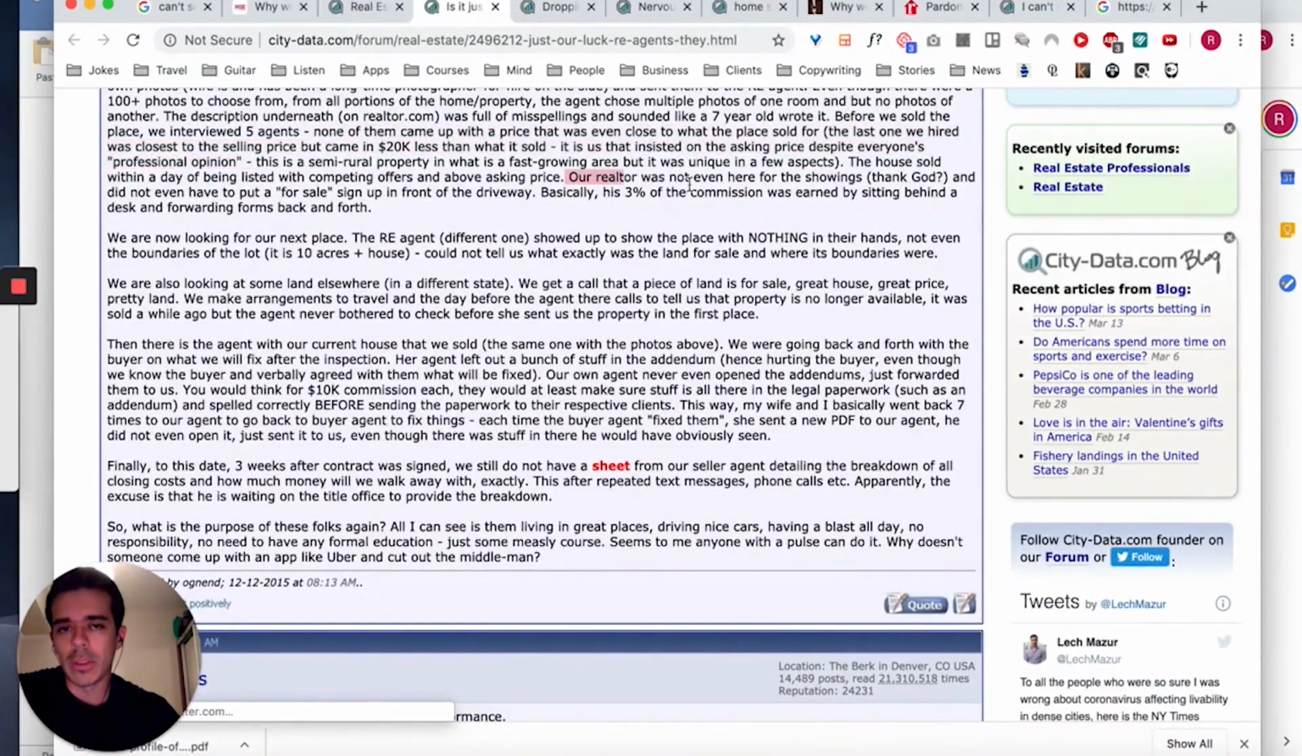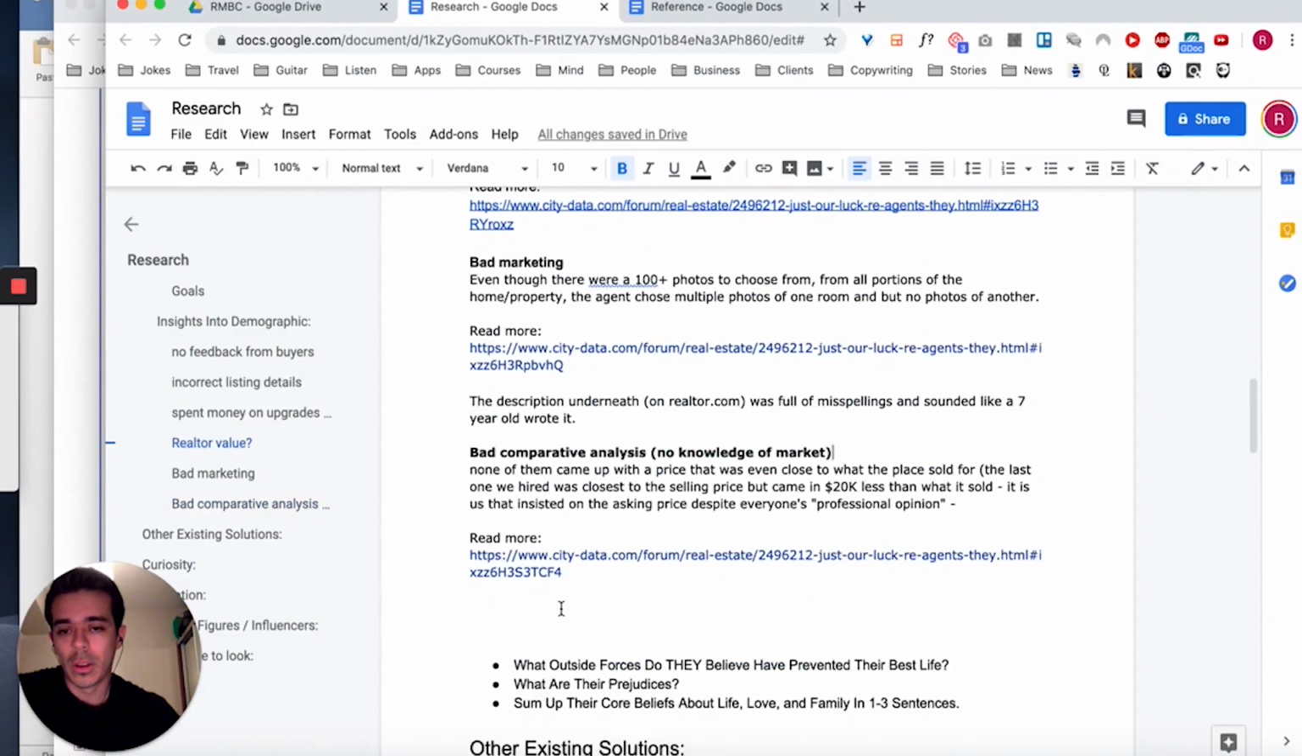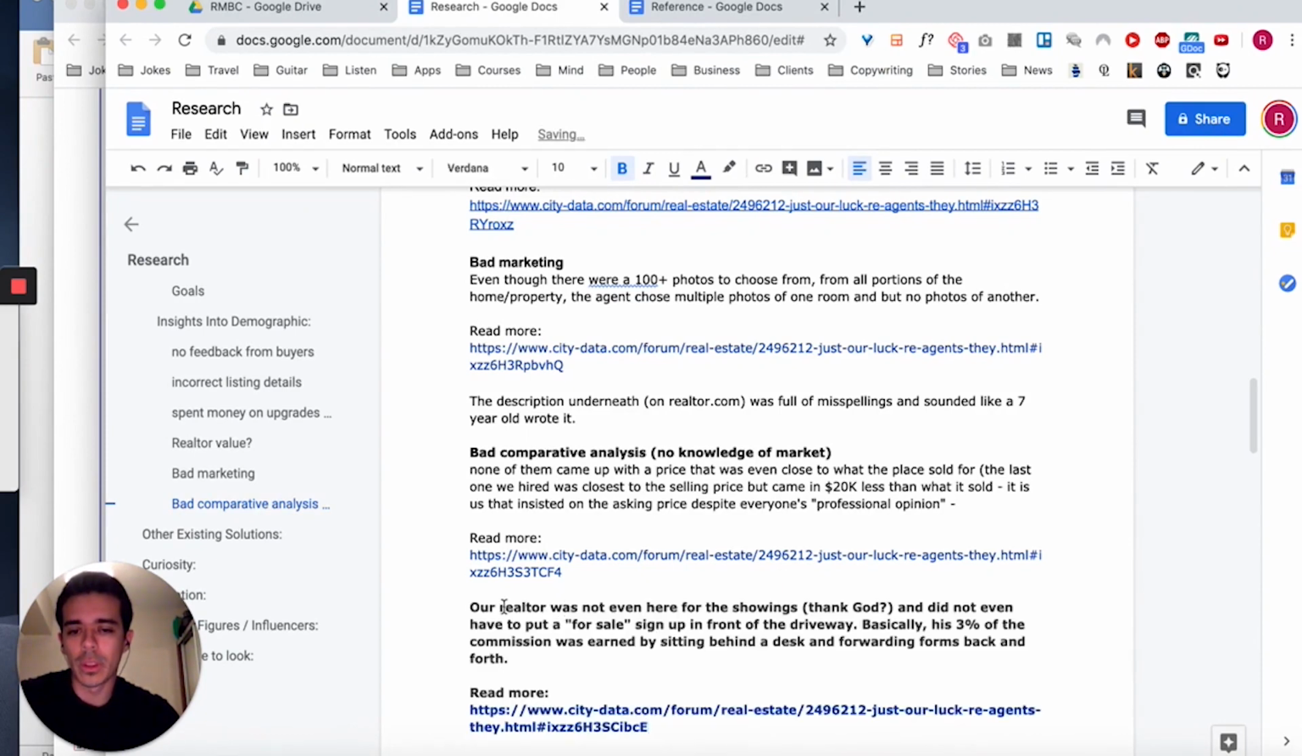Our realtor was not even here for the showings and did not even put a for sale sign in the front of the driveway. Basically, his 3% commission was earned by sitting behind a desk and forwarding forms back and forth. Jeez Louise. Like, that's the nightmare situation that gives real estate agents a bad name, right? And it's important to put yourself in a home seller's shoes and understand why they have that opinion. Because there are, unfortunately, agents who don't do this stuff, the stuff that's required.